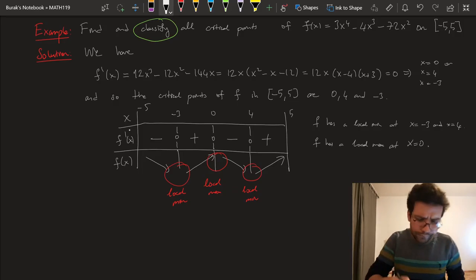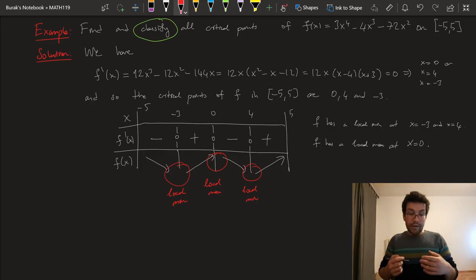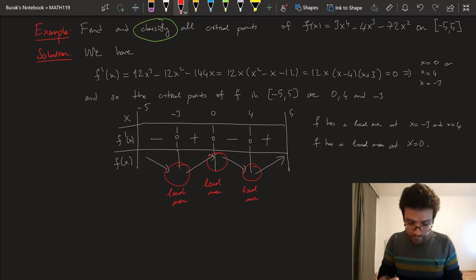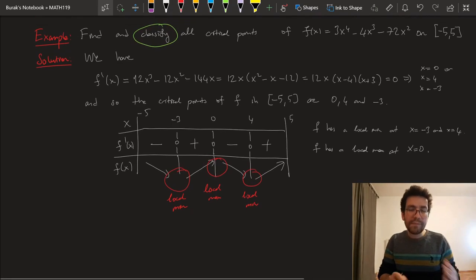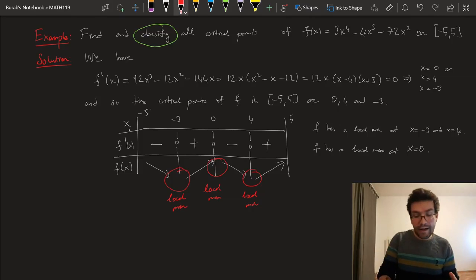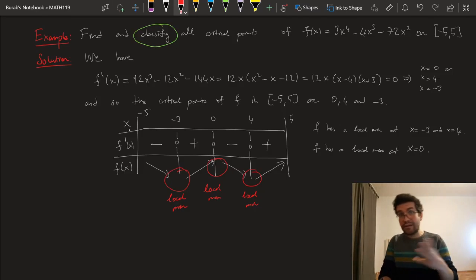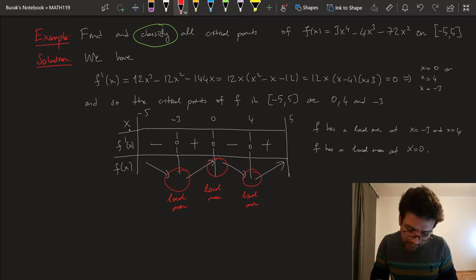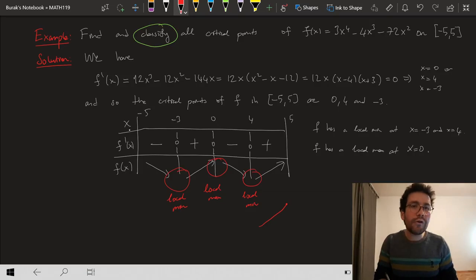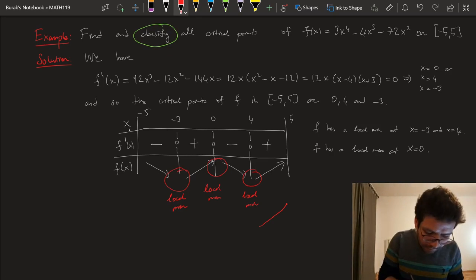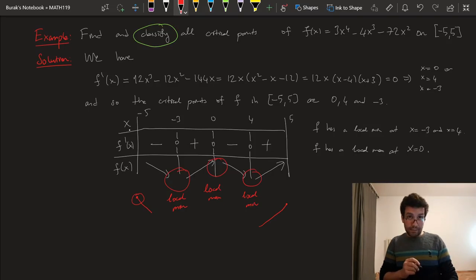And I said find and classify all critical points, which means that I'm not interested in endpoints. But if someone asked you, at the endpoint 5, do you have a local max or local min? Let's see. This function is increasing, and then it's going to stop here. So at this point, you also have a local maximum, and over here it's decreasing, starting from -5. So at this point, you have a local maximum as well.